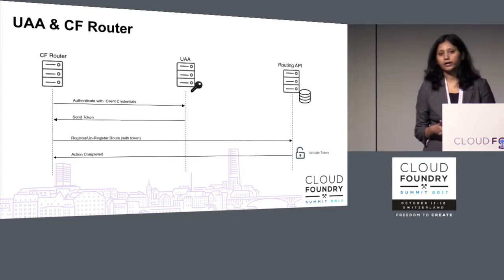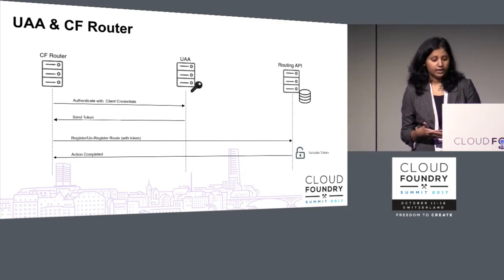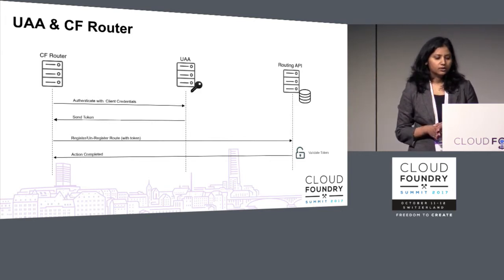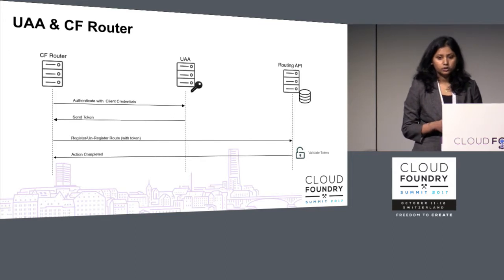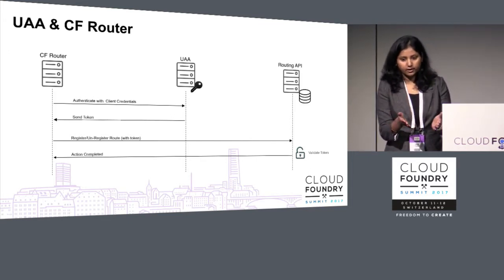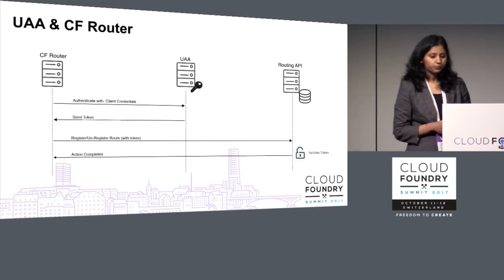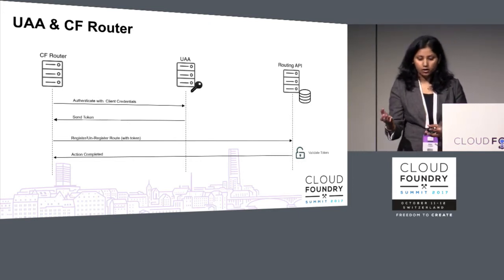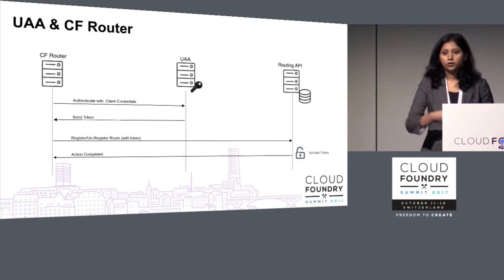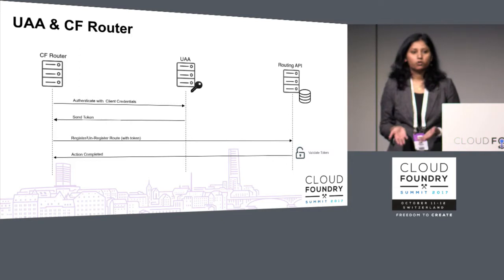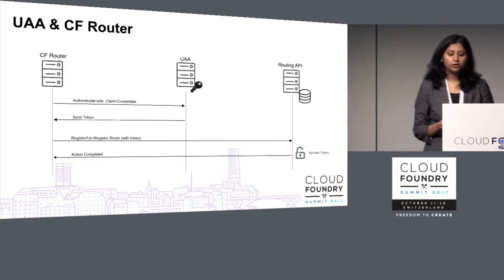So the previous example was wherein there was a user involved, there was a client, and there was the Cloud Controller API. There is another kind of interaction that UAA secures, which is component to component. So something like the CF router, which is there in two flavors, right? You have the Go router and you have the TCP router. There is a routing API which is available for the router to perform actions like registration and deregistration of routes. So in that particular scenario also, UAA is securing that interaction.